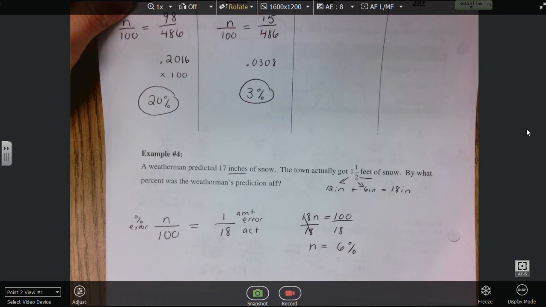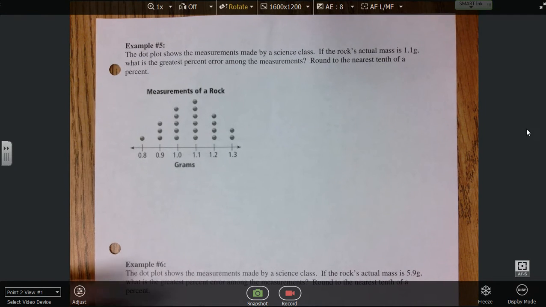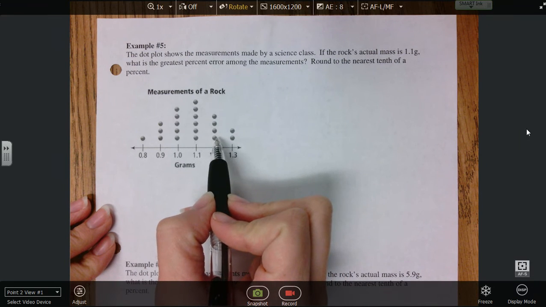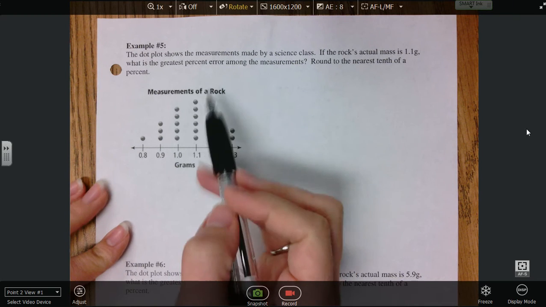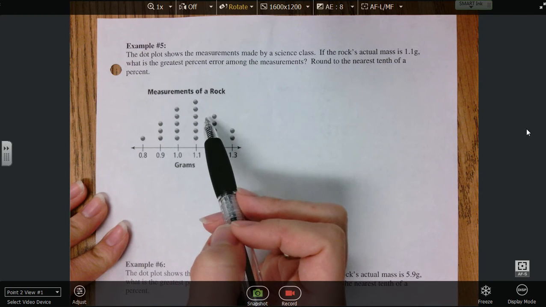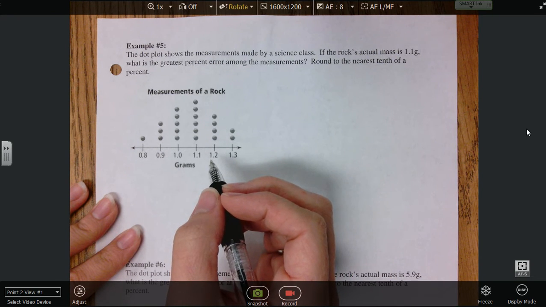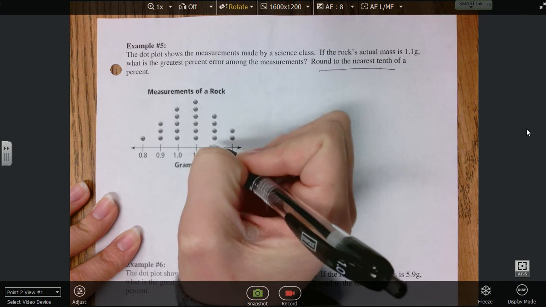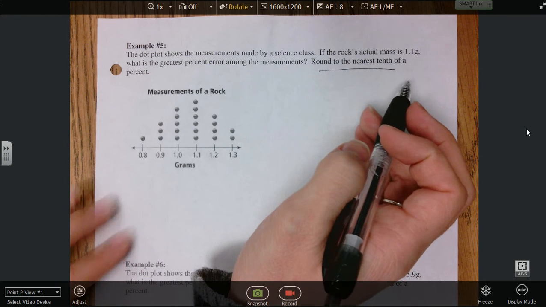On the next page, now we are looking at a dot plot. And if you guys remember these from previous years, a dot plot shows how many times something occurs. So at 1 2/10, somebody measured that 4 times. At 1 3/10, somebody measured that 2 times. So this dot plot shows the measurement made by a science class. If the rock's actual mass is 1 1/10, what is the greatest percent error among the measurements? And round your answer to the nearest tenth of a percent. So be careful with the rounding there. You have to first change it to a percent before you can actually round it.